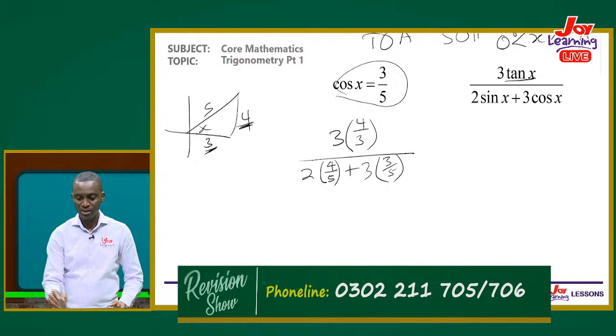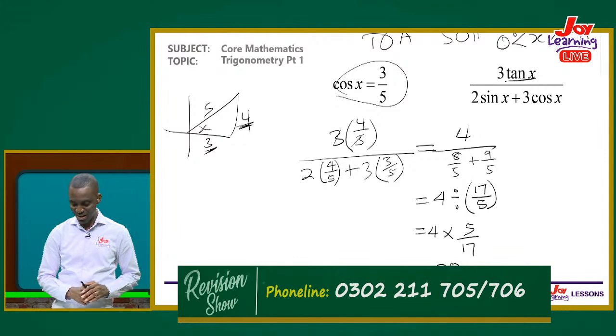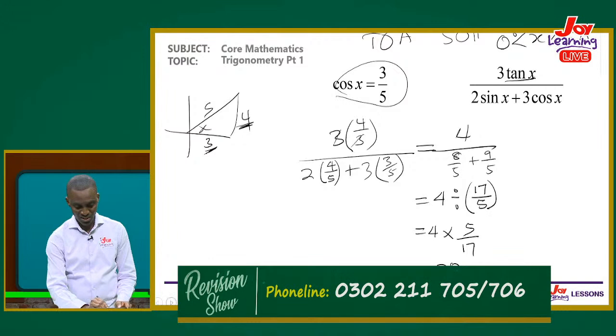Now let's simplify this. The first one is going to give us 3 will cancel 3 here, so I have 4 here, divided by, this is going to be 8 on 5 plus 9 on 5. So I'm going to do 4 divided by, let's put it this way into bracket, 8 plus 9 will be 17 divided by 5. Then we have 4 times, we reciprocate, so 5 divided by 17, and that will be 20 on 17. So 20 on 17 is our answer, which means that Michael from Prempeh had it correct. So for the first question, you can see only one answer is correct. We can say 20 over 17, or you can say one whole number, 3 over 17.